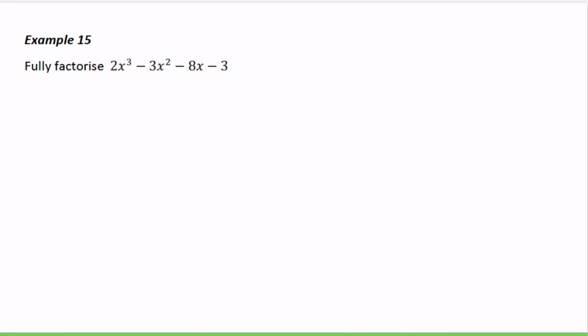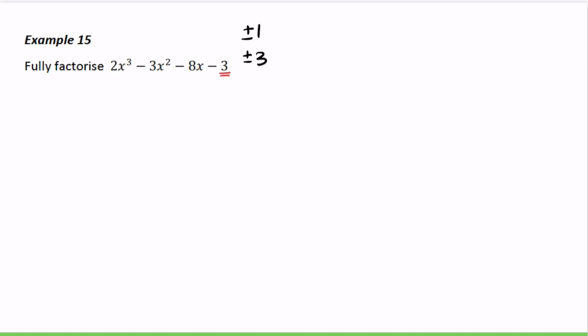Example 15. Very similar to the one before, except this time they haven't given us the factor, so we need to go ahead and find it. So what we're going to do is substitute different values of x until we get a remainder of 0, which indicates to us that that's a factor. So just so that you know which values we should be substituting in, it will always be factors of the last number. So in this case, what I should try out are the numbers plus and minus 1 and plus and minus 3. So those are the different values that can work. There is also the rational root theorem, which tells you about substituting in fractions, but that's something that we'll look at perhaps later on.